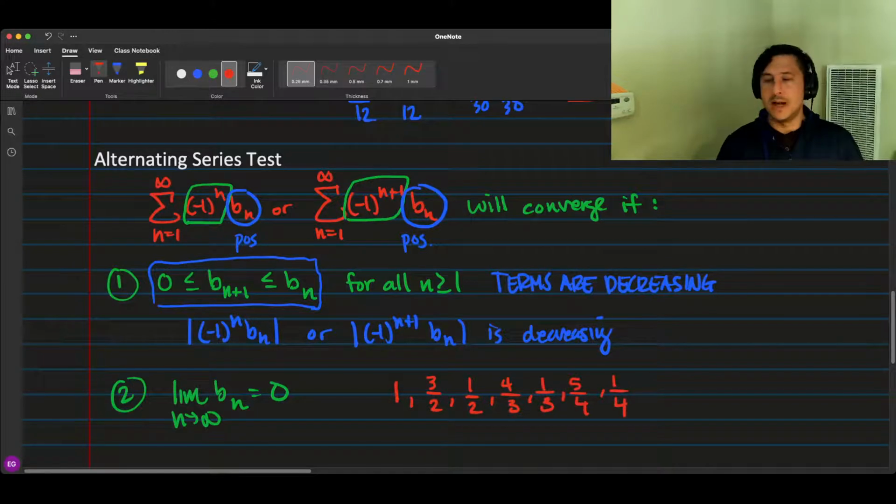Okay, why does this not work? If you look at the terms, this would be your bn's. Why would this fail the alternating series test? Well, no, it's okay that they're all positive, because your bn is the positive part. Remember, the alternating series test is you take that bn and you multiply by -1 to the n. There's something else going on here.